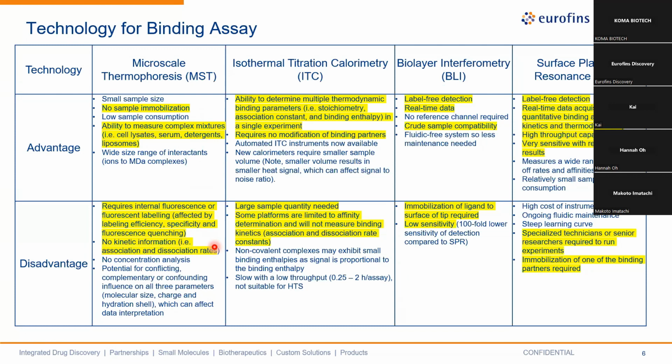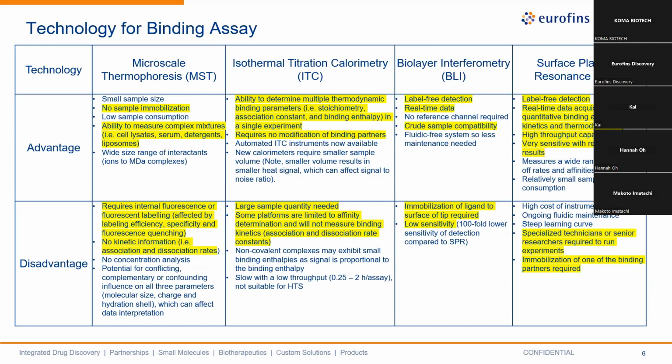And labeling by itself, one can argue that it may change the binding kinetics and binding affinity if you put a label on the molecule. And there's basically no kinetic information using this technology. Compared to that, obviously SPR is a label-free detection, and it's also real-time data acquisition, and you can get the kinetics and affinity very easily. And it has a semi-high throughput capability, so you can use it for screening a large library. And it's very sensitive and reproducible.